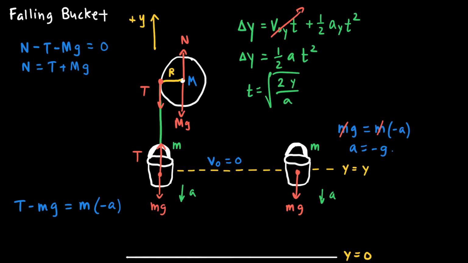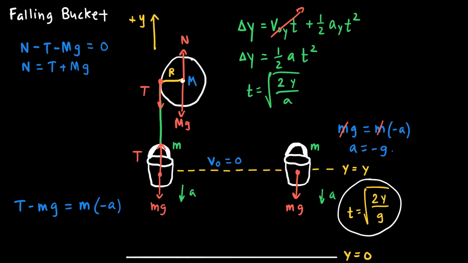Right? So for some height y, I know the amount of time that it's going to take for the object to hit the ground. All I need to do is substitute in the expression for the accelerations. For the bucket on the right, I can already do that. The equation for the bucket on the right is just t equals the square root of 2y over g, because the acceleration is equal to g. And so now for the bucket on the left, I need to do the similar thing, but I need to substitute in the correct expression for the acceleration.